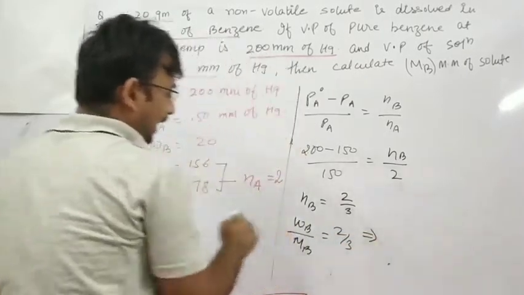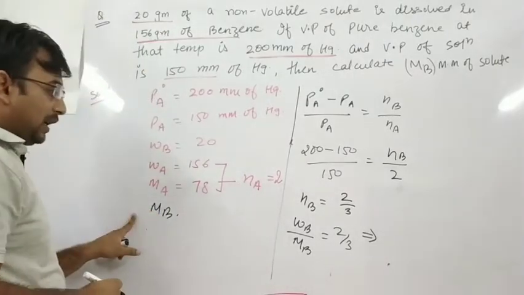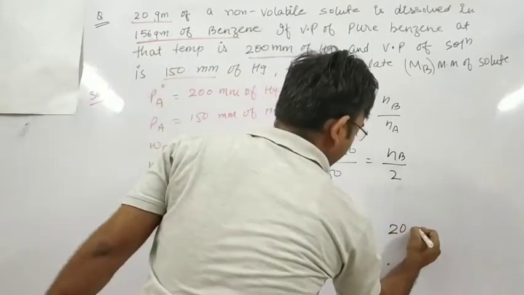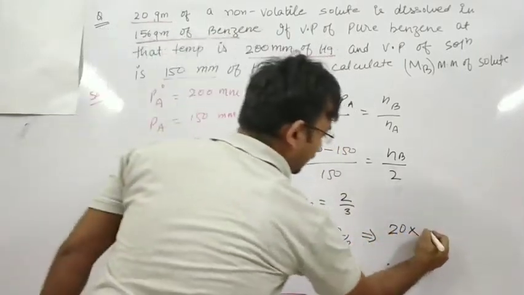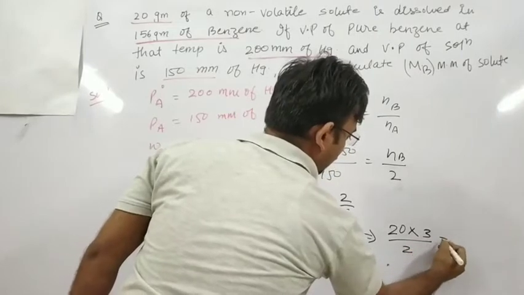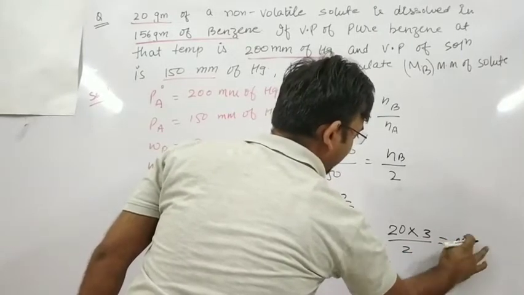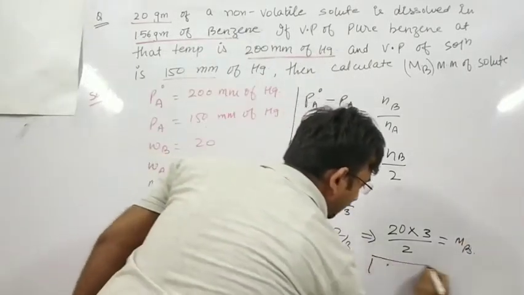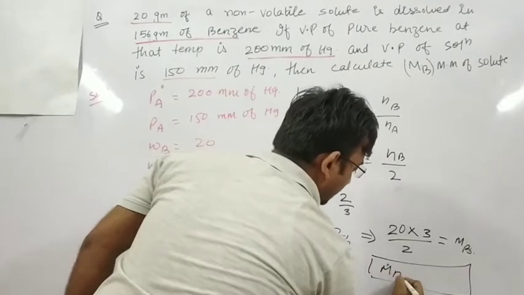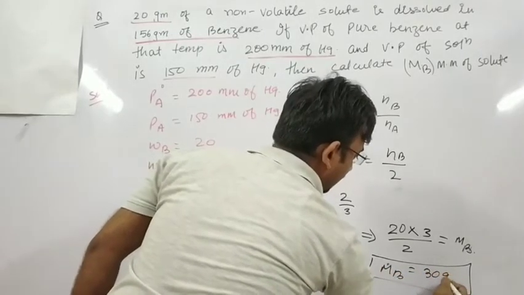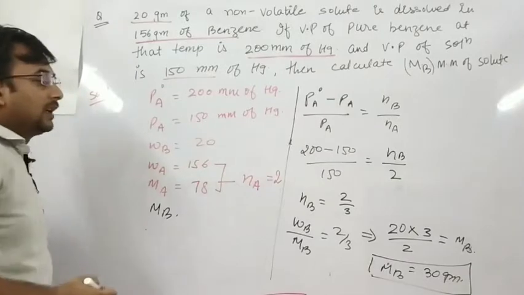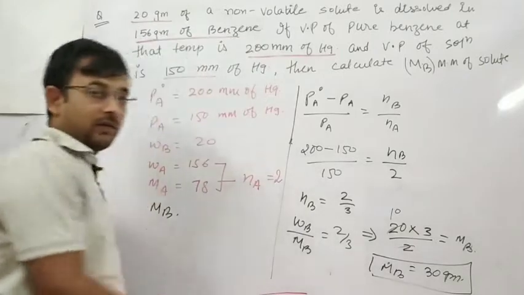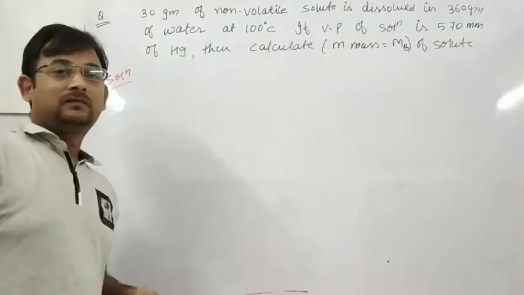From here, what do we have to calculate? MB we have to calculate. So we can write WB value is given, 20 into 3 divided by 2. This is equal to MB, that is the molecular mass of non-volatile solute. And finally, the value of MB will be equal to how much? This will be equal to 30. Clear? This will be cancelled. 10 into 3, 30. Fine. See the next question, please.